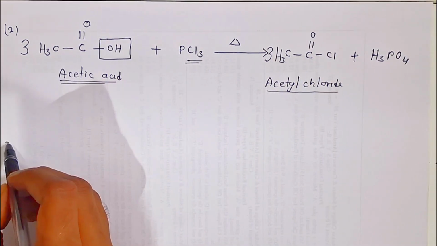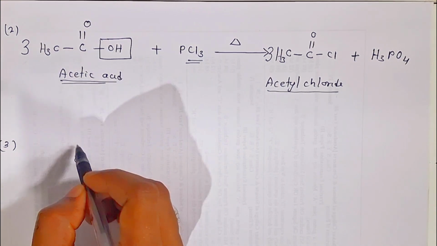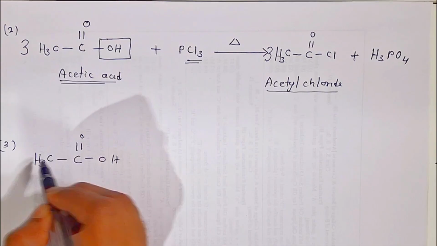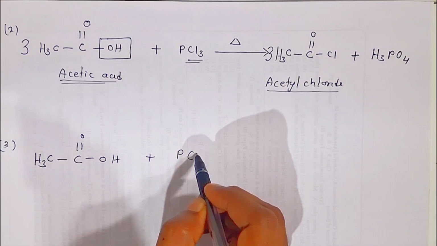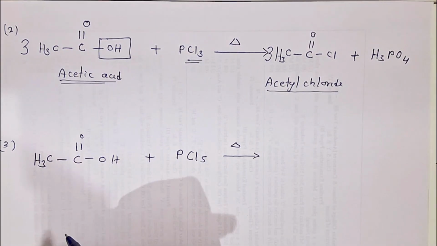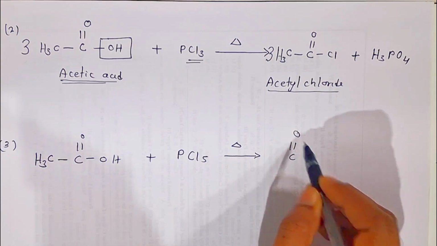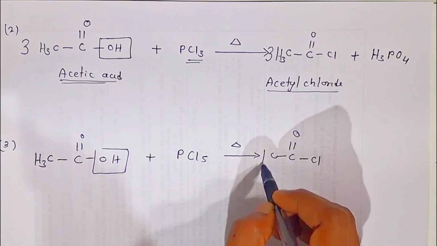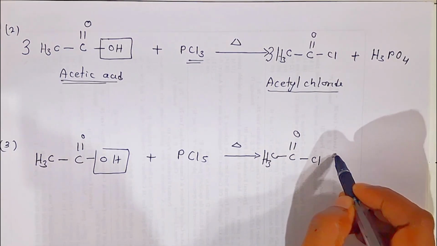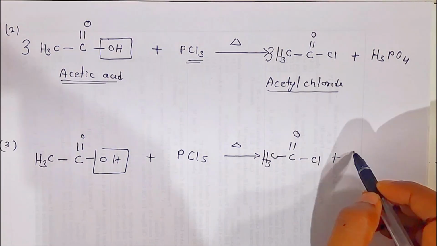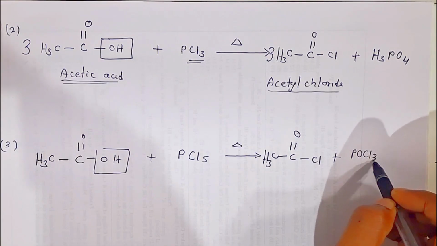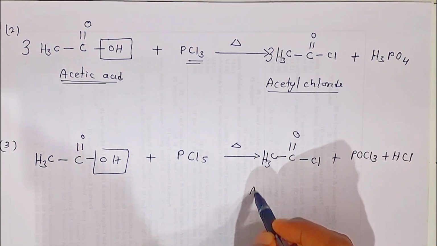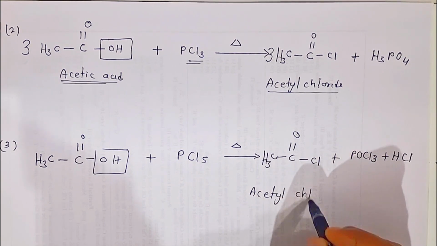Now the third reaction that we are going to take, you have carboxylic acid. What happens when you add phosphorus pentachloride? You have to heat it. Again you are getting acetyl chloride. So here this hydroxyl of acetic acid is replaced by chlorine, and this methyl will be as it is. And along with this product, you are getting POCl3 and HCl, which are liberated. This way you have got the acetyl chloride.